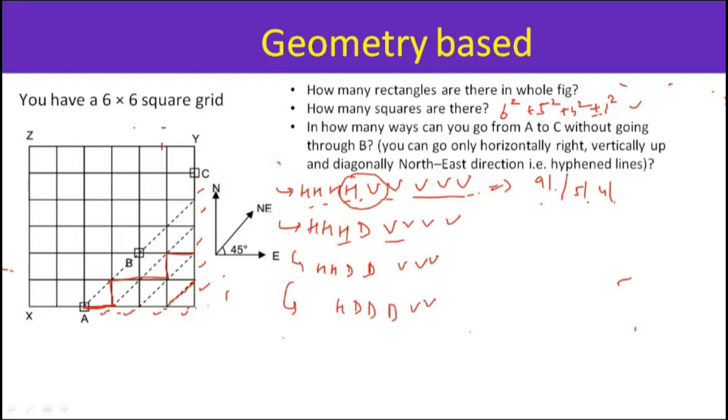Similarly, the maximum I can use is 4 diagonal lines, right? And you can also check, if I take the first, second, third, fourth diagonal, I'll only be left with 1 vertical line. Now, how do you arrange them? It's simple, right?